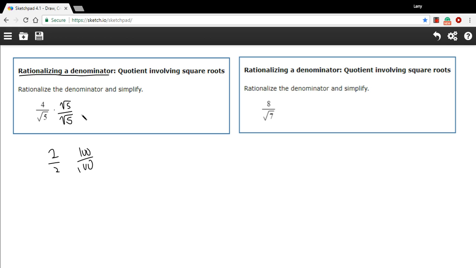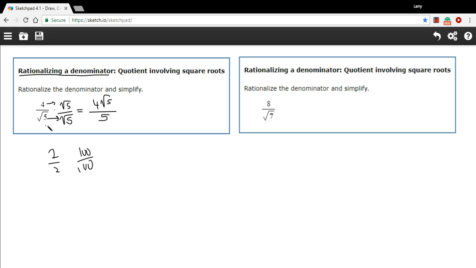But look what happens when you do this. When you multiply fractions, of course, you multiply across the top and across the bottom. So on top, we're going to get 4 times the square root of 5. On the bottom, we get square root of 5 times the square root of 5. That's the square root of 5 squared, or just 5. And voila, the radical sign disappears from the bottom of the fraction. That is called rationalizing the denominator.